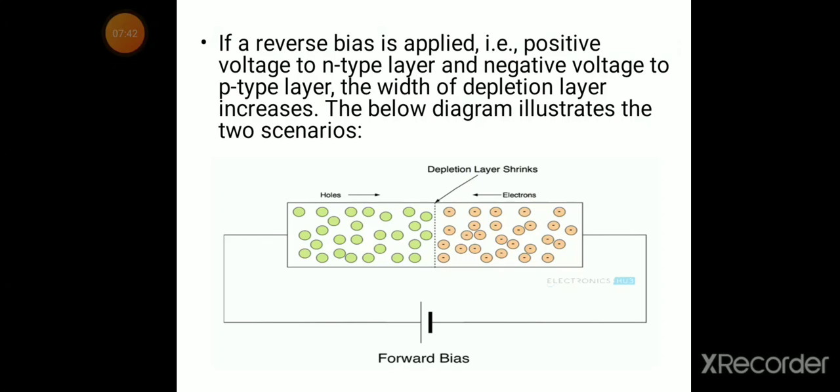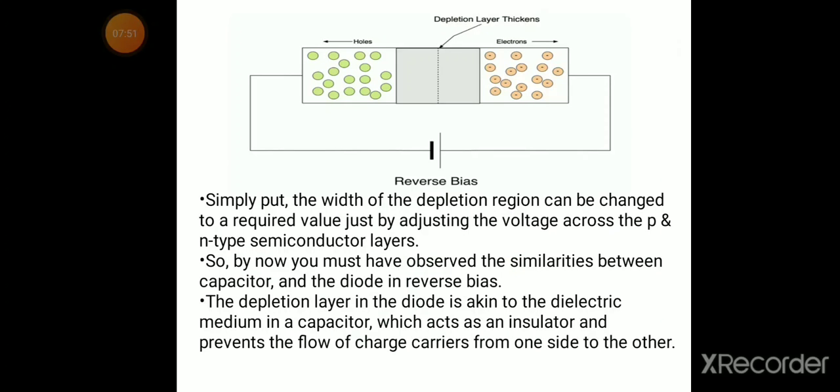So what happens if you apply the forward bias? Holes and electrons move together, and the depletion layer shrinks. If you go in the reverse bias, holes and electrons are moved away from the junction, and the depletion layer increases. Simply put, the width of the depletion region can be changed to a required value just by adjusting the voltage across the p and n-type semiconductor layers.